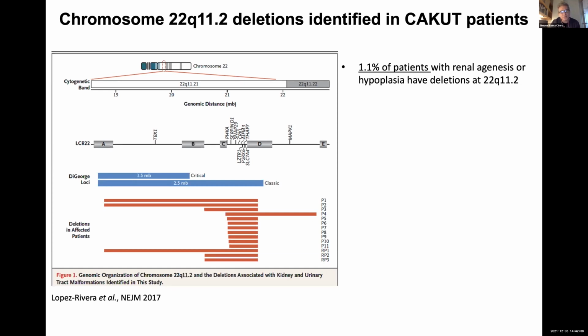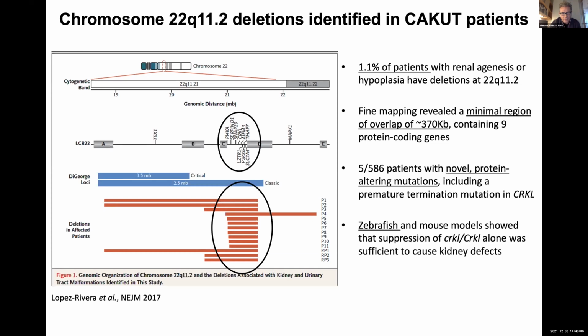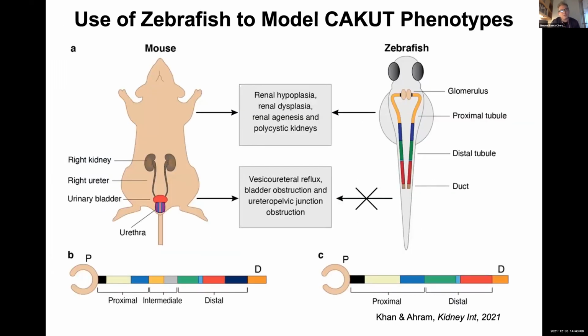This was kind of known in the literature, that about 30% of patients with DiGeorge have CAKUT. But what was striking is that our deletions cluster in the distal portion of the locus, and the parsimonious explanation is that one of these genes, when mutated, would cause CAKUT independently. So there are still 9 genes. So how do we go from 9 genes to the single gene? And this is where the zebrafish came in handy. And that's how we started modeling.